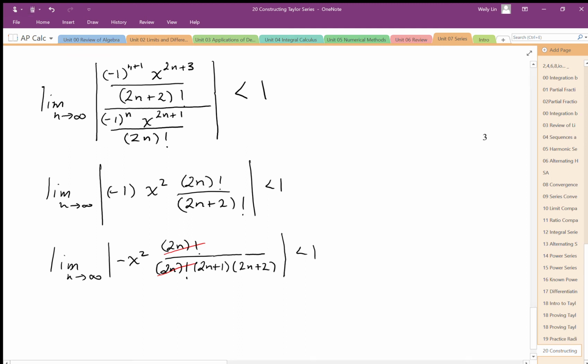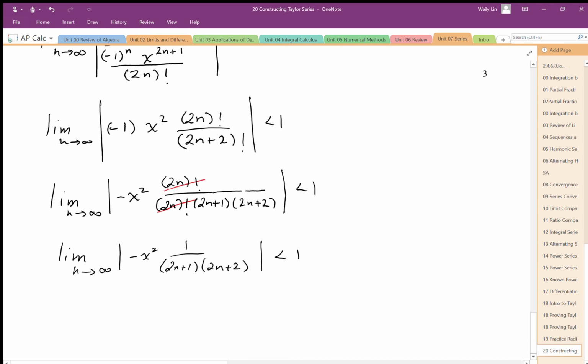So I can then apply the limit. I'm going to simplify first and then apply the limit. Limit as n goes to infinity of negative x squared times 1 over 2n plus 1 times 2n plus 2. Now we're going to apply the limit. Let n go to infinity. That's going to end up going to 1 divided by infinity, which is 0. So x squared times 0 is less than 1.